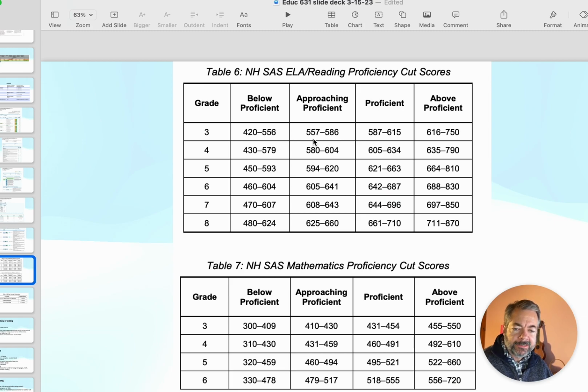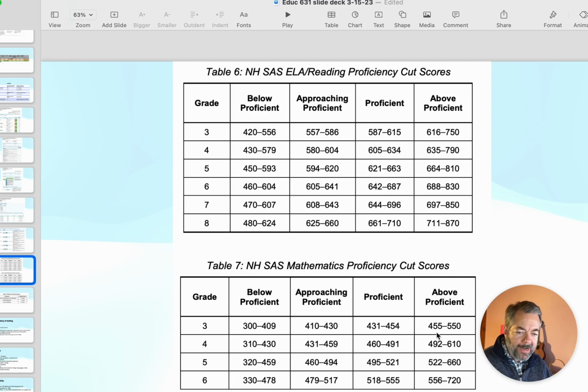And there's a range. So these are called cut scores, meaning where does the below proficient, approaching proficient, proficient, and above proficient, where does it cut off at what point? So you can see here between proficient and above proficient, the cut is 615, and then 616 is above proficient. Then you can see down here, SAS it has similar numbers, although what's interesting is 420 is the bottom of, well, let's look at the high one. 616 is above proficient here for ELA.